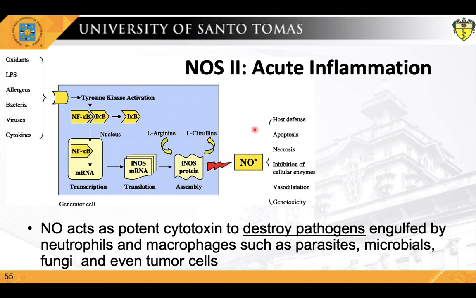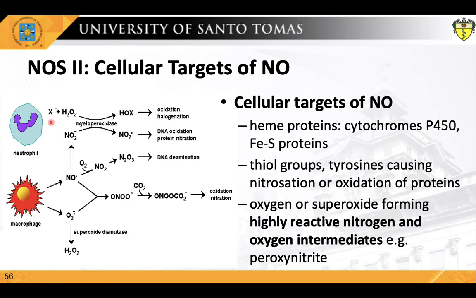In acute inflammation, nitric oxide produced by NOS2 acts as a potent cytotoxin to destroy pathogens engulfed by neutrophils and macrophages, such as parasites, microbes, fungi, and even tumor cells. Targets of nitric oxide synthesized by the inducible nitric oxide synthase are metal-containing heme proteins such as cytochromes P450 and iron-sulfur proteins such as aconitase and mitochondrial complexes 1 and 2, which will all be inhibited.